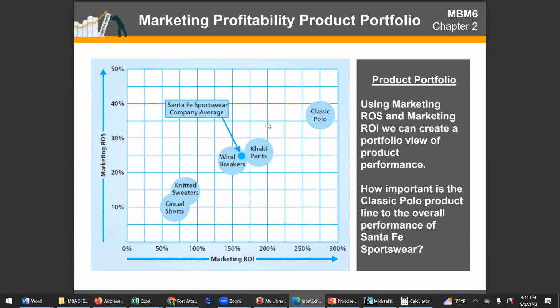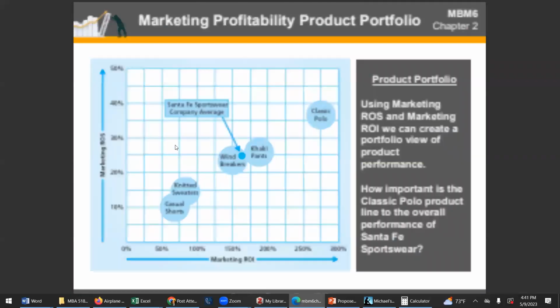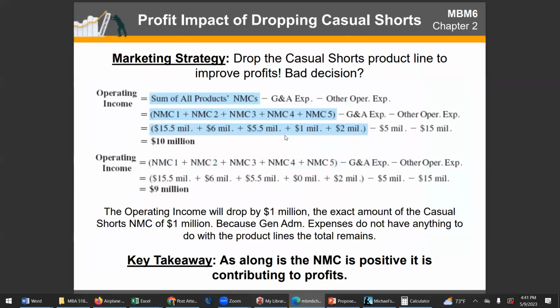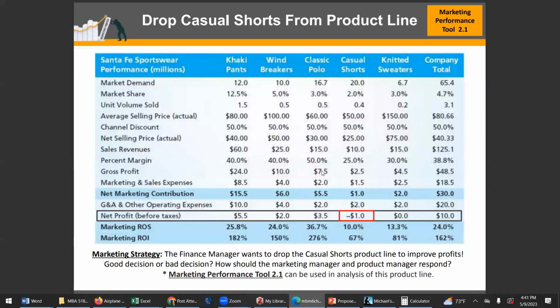So again, this drives the point home that not all revenue is equally profitable revenue, right? So classic polo is outperforming from an ROI and an ROS perspective, but classic polo is generating 60 million.